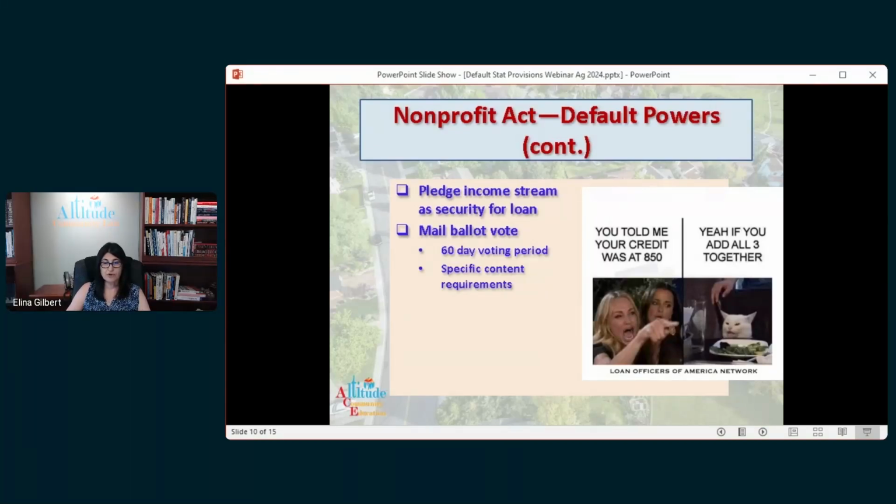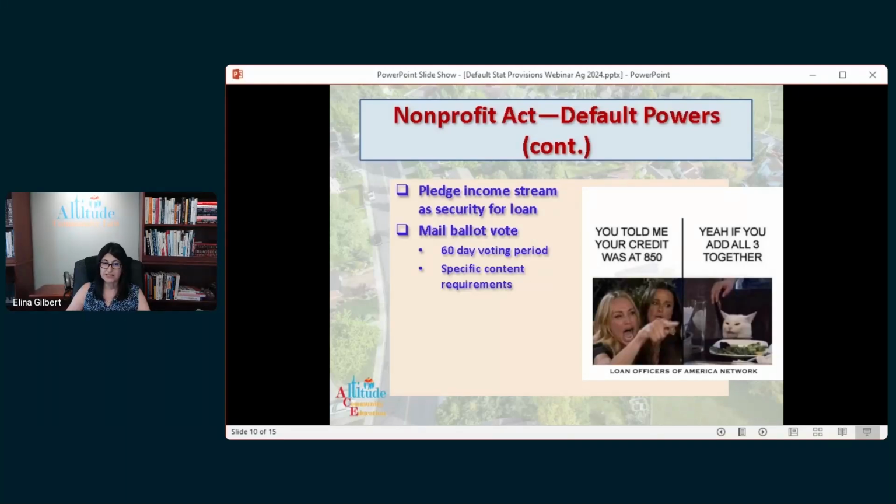For post-Kiowa communities, we can only pledge our income stream if the declaration authorizes us to do it. And if there's a homeowner approval requirement, we got to follow that as well. Okay, so if our documents are completely silent as to pledging the income stream as security in a post-Kiowa community, we cannot do it. You have to amend your declaration to add that language.